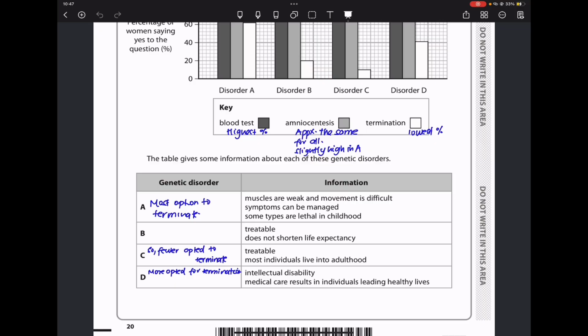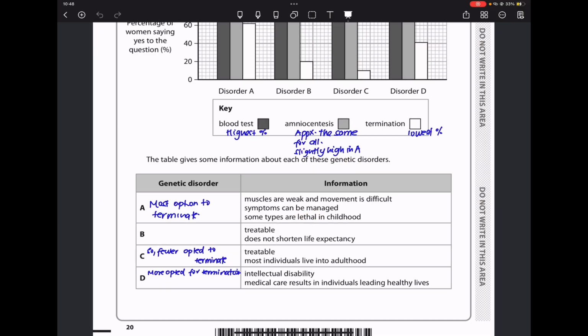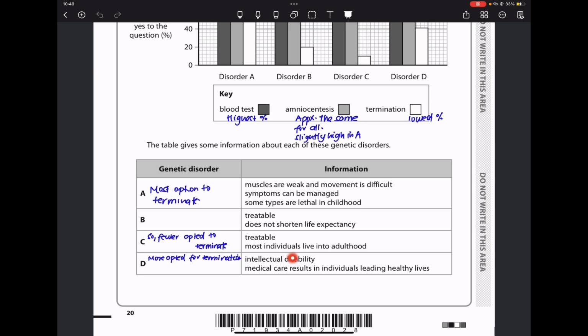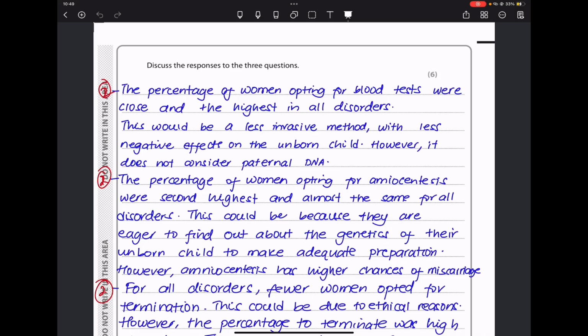So the genetic disorders we see here for A, it causes muscles to be weak and movement is difficult. Symptoms can be managed. Some types are lethal in childhood. So if they are lethal, some parents could be scared and some could opt for termination. This is treatable and does not shorten life expectancy. And with C, it's treatable and most individuals live into adulthood. For D, there is intellectual disability. Medical care results in individuals living healthy lives. They say discuss the responses to the 3 questions.